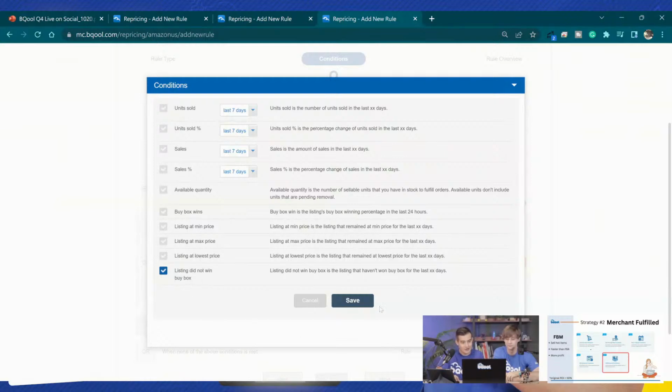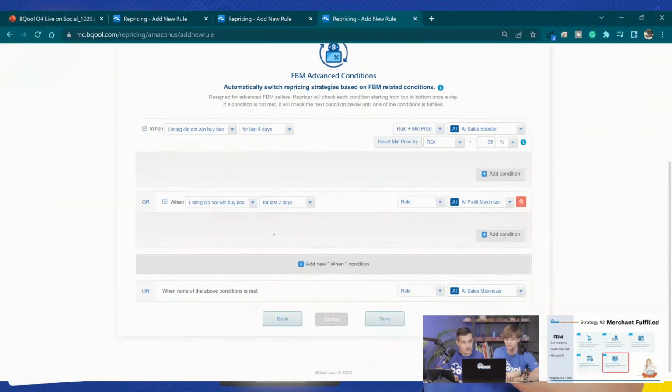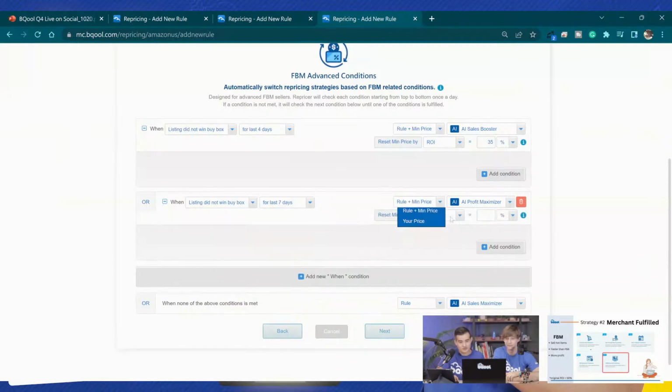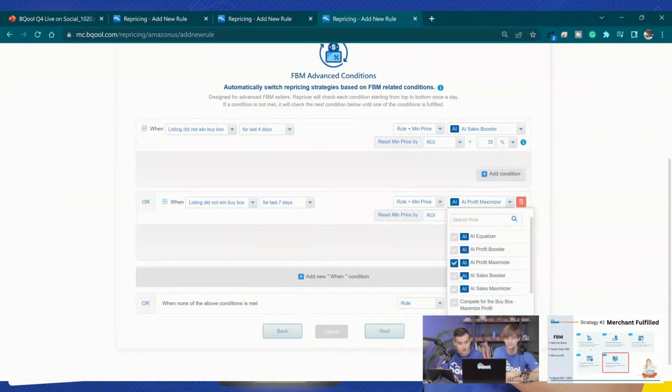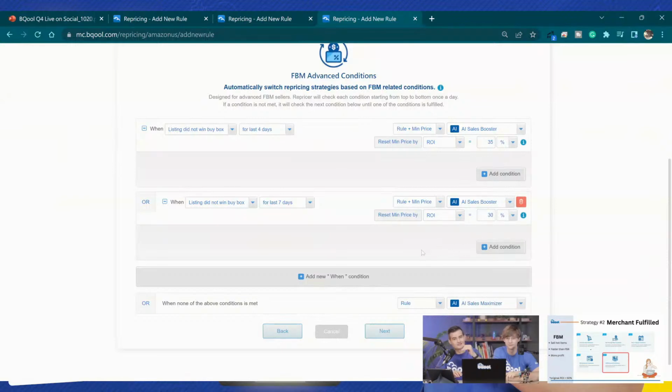So, listings that did not win the buy box. And here, I didn't win the buy box for the last 7 days. So I can move it to even a more, I'm still going to keep it at the sales booster here, and I'm going to keep it at like 30% now. So I'm making the min price a little bit lower, but I'm still having a very aggressive rule. And when none of the above conditions are met, I'm using the AI equalizer. So that's one way for merchant fulfilled.